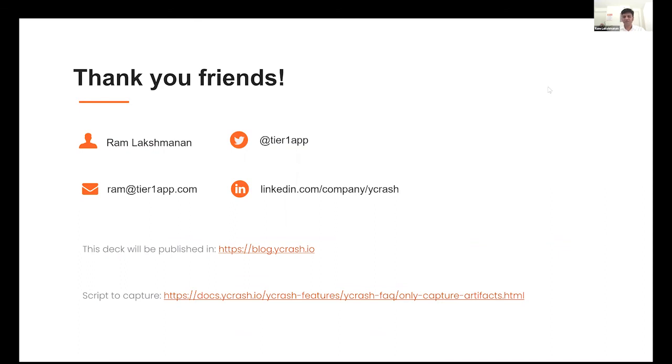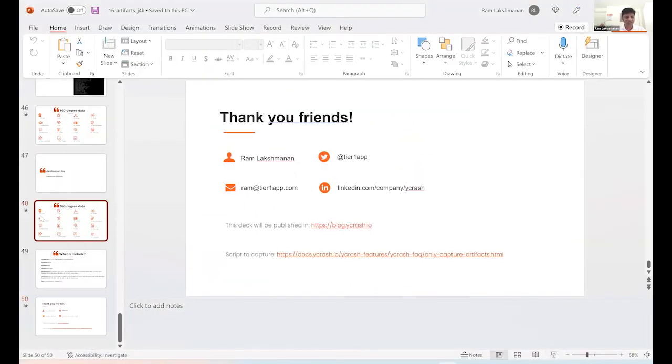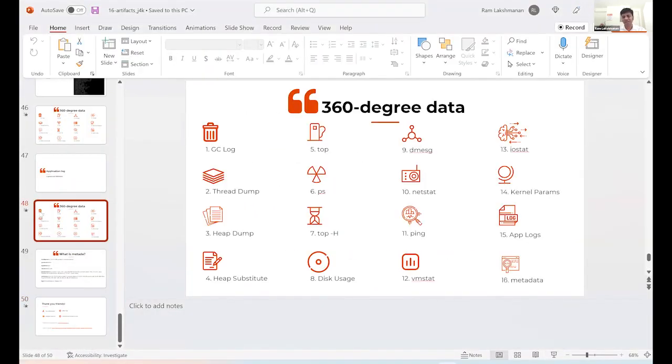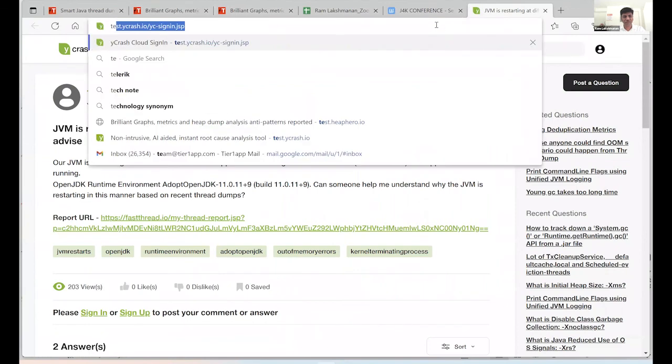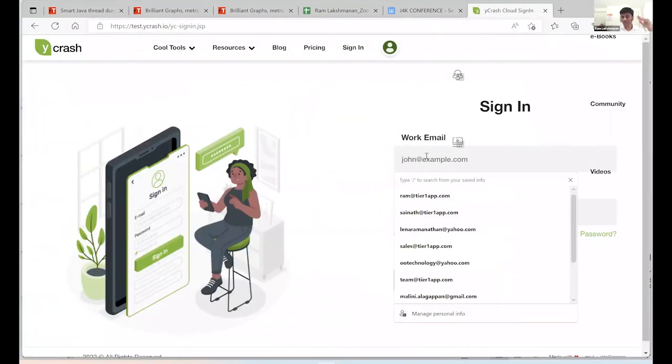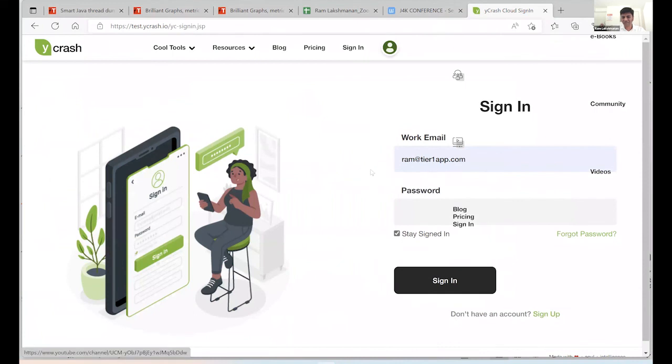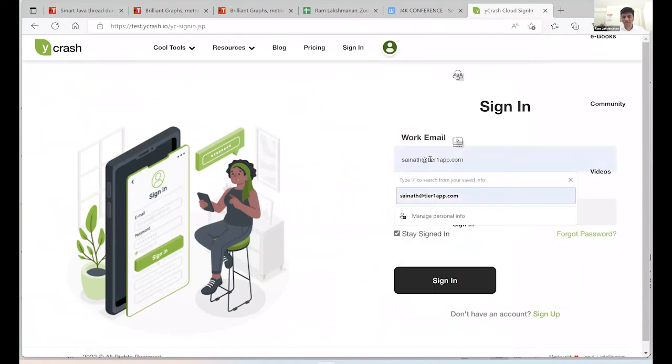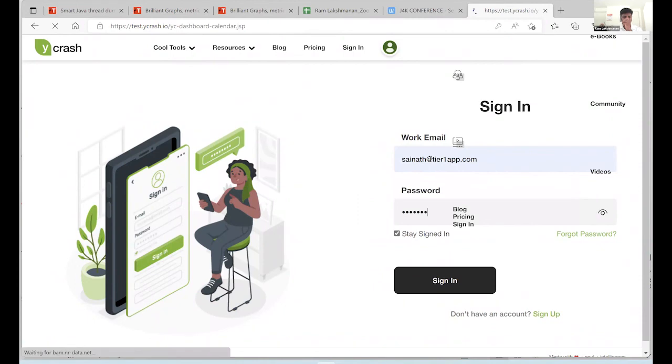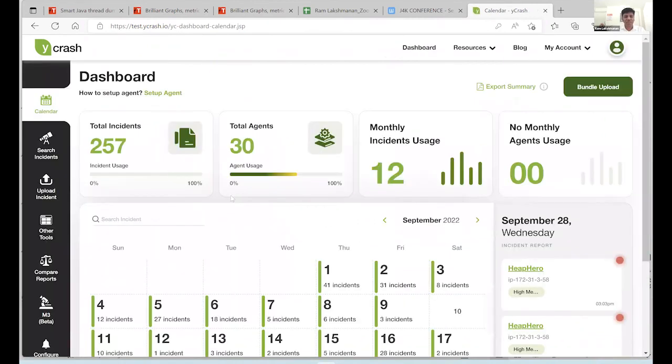Okay, friends, one thing I want to say: if you don't have all these 16 artifacts, you can analyze them manually, or there's a yCrash server. We do have a yCrash server. This server can capture all these 16 artifacts for you from your container world and transmit them directly to the yCrash server, and this kind of dashboard will be presented for you.